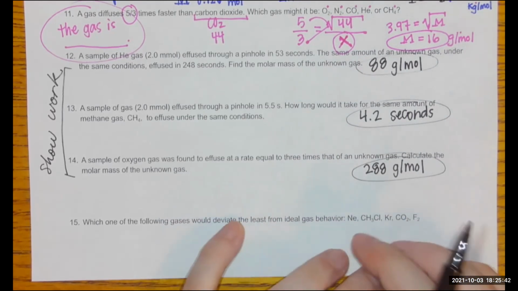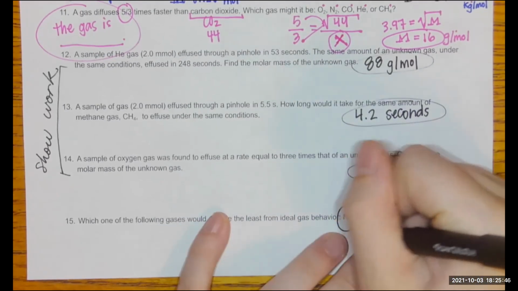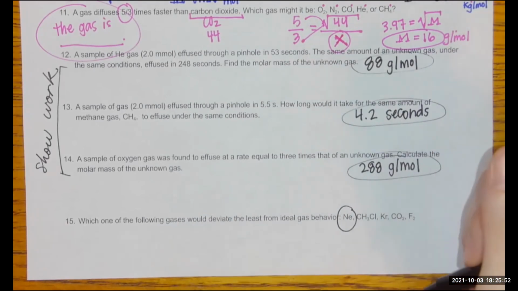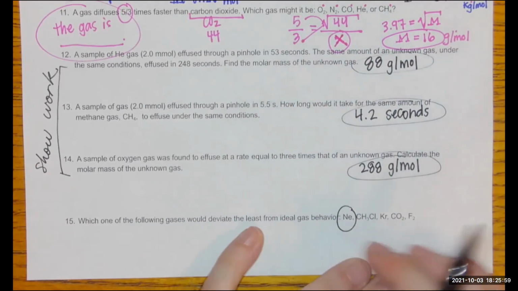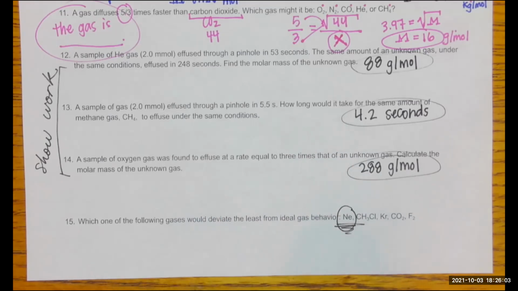The last problem we will talk about more in another video, but just for right now, I'm going to give you the answer here. We'll talk about this more later, but neon is a gas that would deviate the least from the ideal gas law. Again, we'll explain this in the next video, but for right now, just circle neon so you have the assignment done.